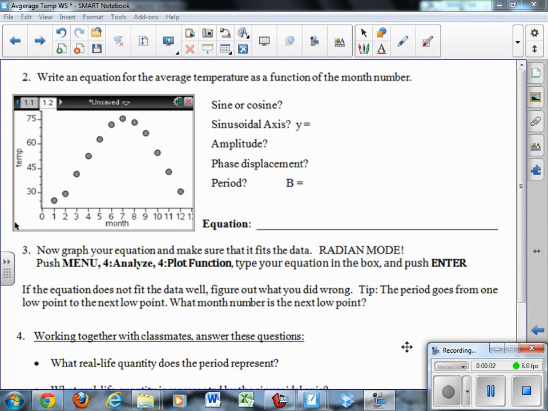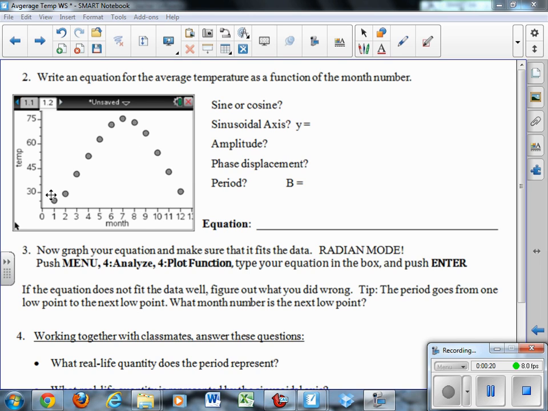When you have real-world data and you've got a scatter plot or some other given information or maybe a graph to look at, how do you write the equation for that? First of all, we need to determine if this is a sine or a cosine function. I will tell you that it is a sinusoidal function of some type.